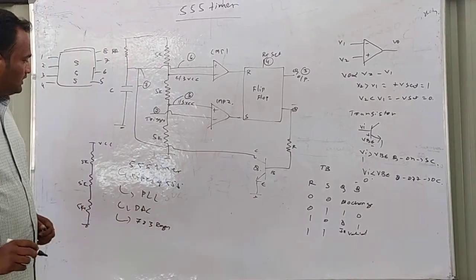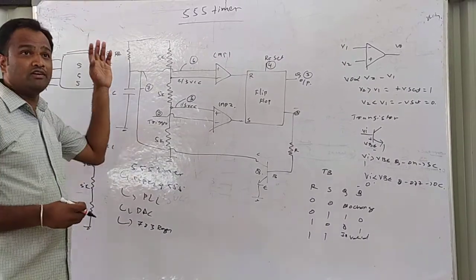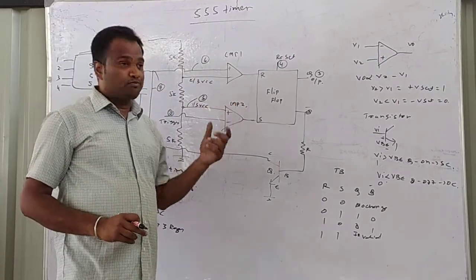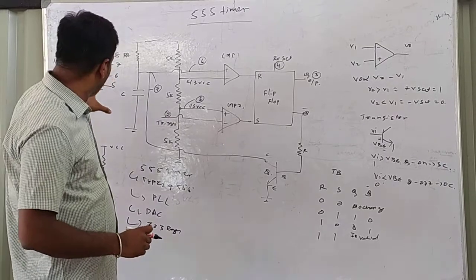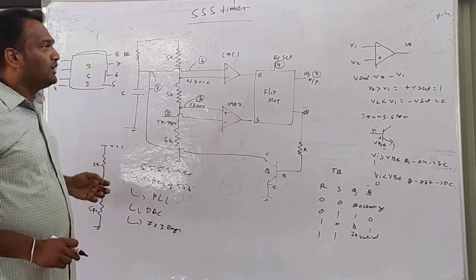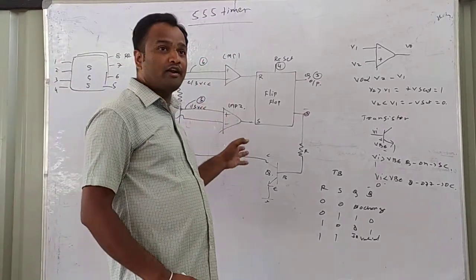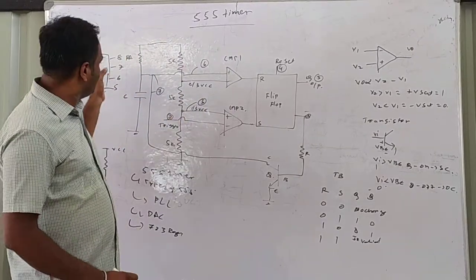So today we will discuss the 555 timer, that is the internal block diagram of the 555 timer. In the lab session, I explained about the 555 timer. It's an IC version. It contains 8 pins: 1, 2, 3, 4, 5, 6, 7, 8. First we will study the internal block diagram of the 555 timer, and in that internal block diagram we will try to identify the pins.